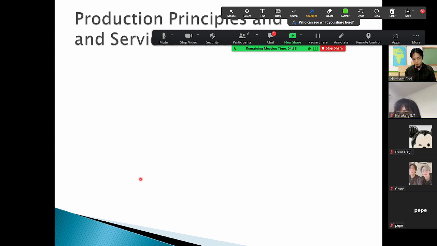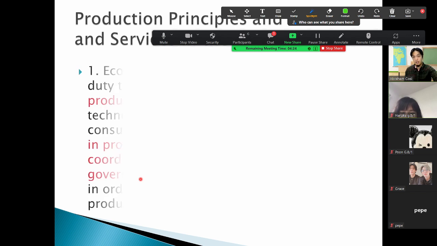So let's move to, what page is this? Production principles.